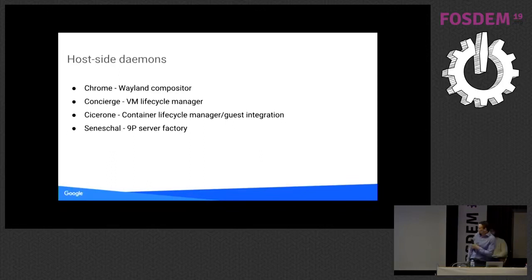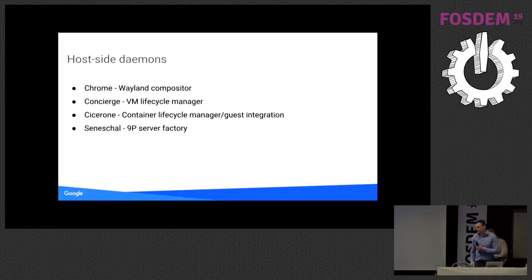We added Cicerone, which is really interesting because it's the part that integrates the UI bits. So if you install an app in your VM, it notices that there's a new app in your VM and says, hey, maybe I should put this icon in your launcher. So now you can click on that icon and it just launches your app. And that communicates over gRPC over vSock into the VM.